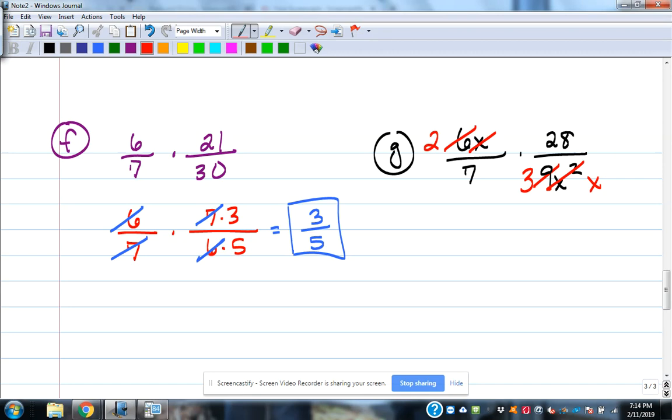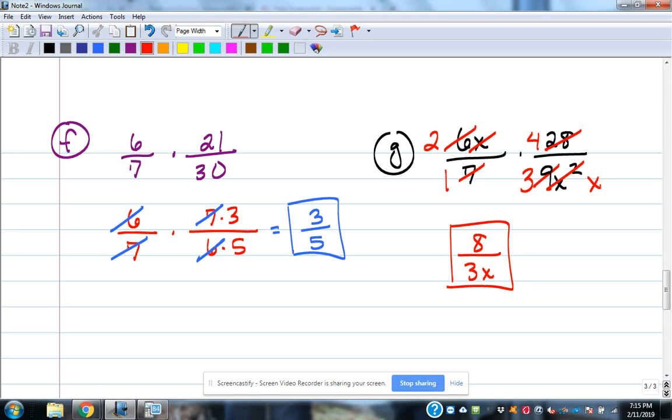Okay. Now that's that diagonal. Let's do the other diagonal, 7 and 28. 1 and 4. 7 goes into itself 1 time, and then the 28 4 times. Now I've done vertically and diagonally. Now all I've got to do is multiply what's left. Top times top, bottom times bottom. 8 over 3x. And you leave it like that. That's right. You leave it like that.